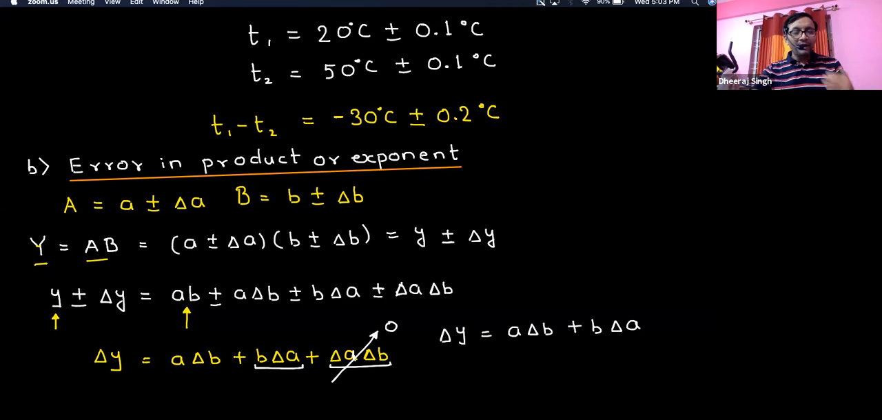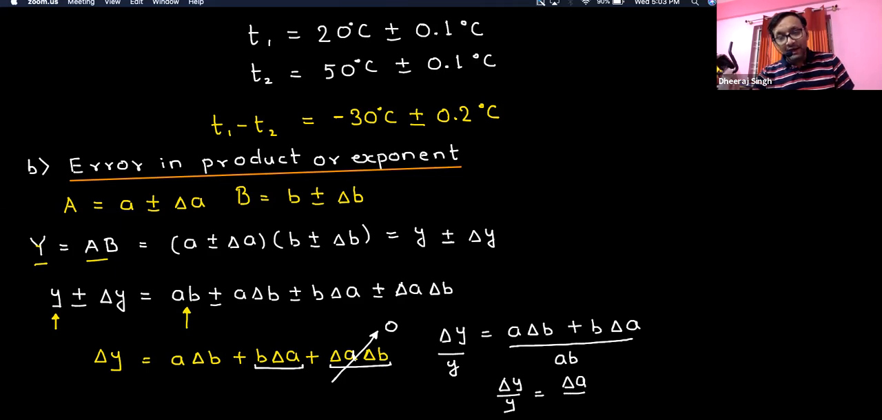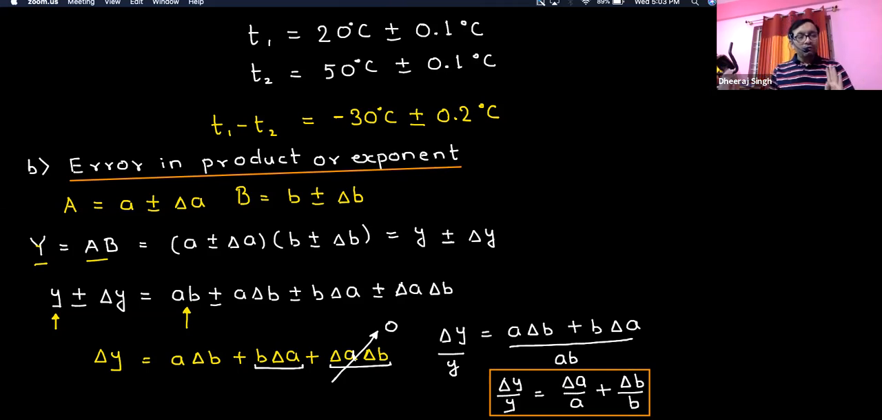Now you can write it in a better manner also, by just dividing A into B both sides. So I am dividing A into B this side, and A into B is Y also. So you can see here delta Y by Y is equal to delta A by A plus delta B by B. Fine. So when two measured values are multiplied, their relative errors get added up.